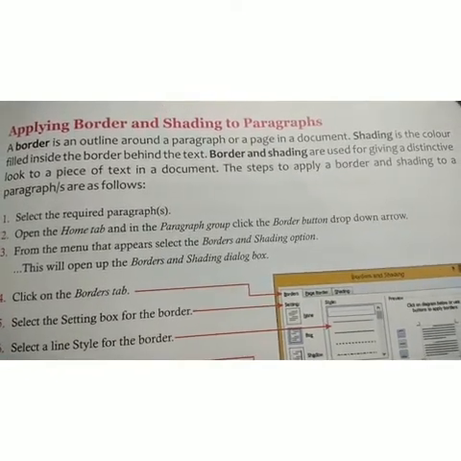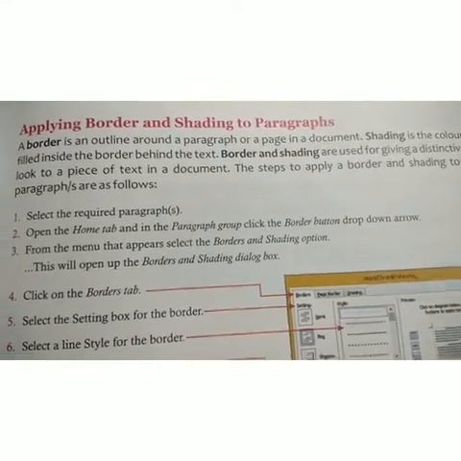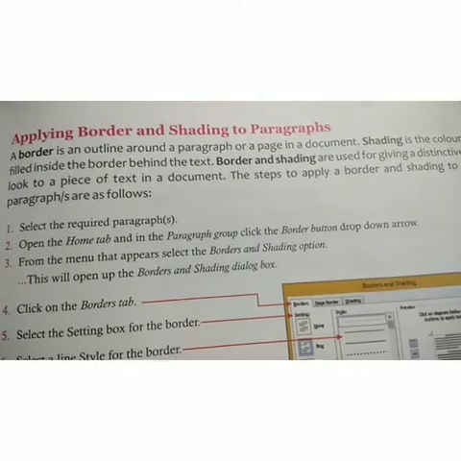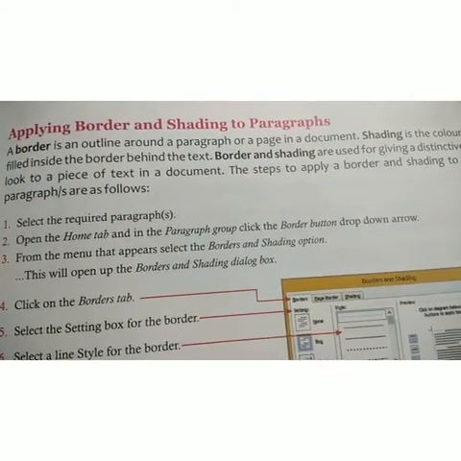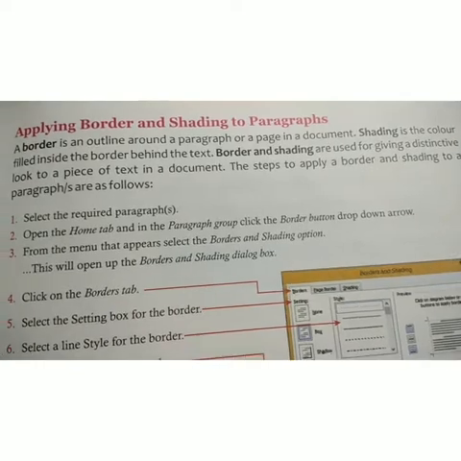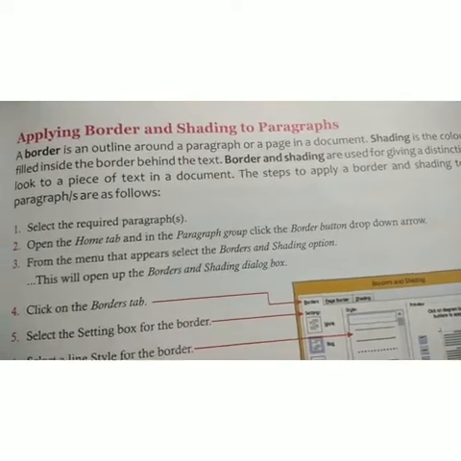So shading is the color filled inside the border behind the text. Border and shading are used for giving a distinctive look to a piece of text in a document. So the steps to apply a border and shading to a paragraph are as follows.